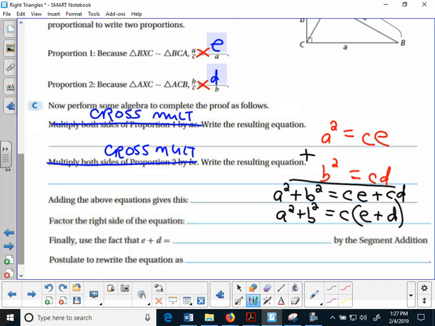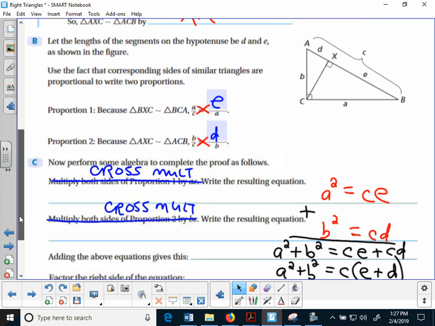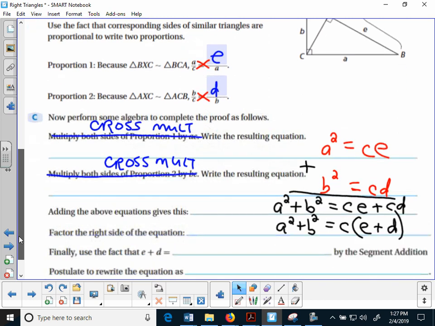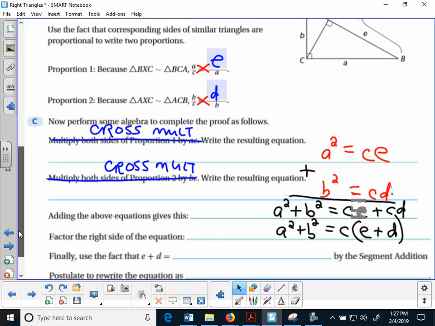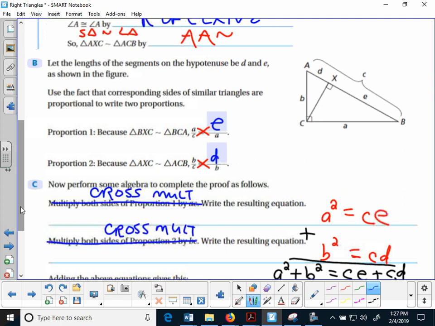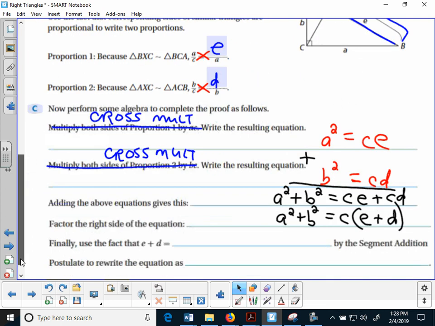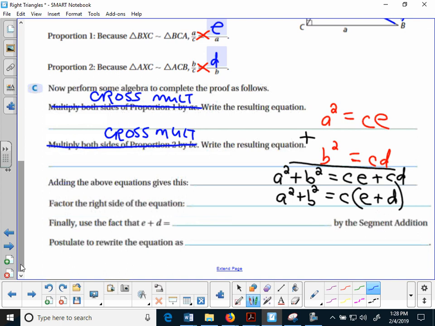Finally, use the fact that E plus D is equal to something by the segment addition postulate. So we're actually going to go back up and we're going to look at this. Again, it says E plus D. So if we look here, what they're saying is this plus this is equal to C. It is equal to the whole thing. I'm just adding the segments. So I'm going to say C right here, and of course that's segment addition postulate.